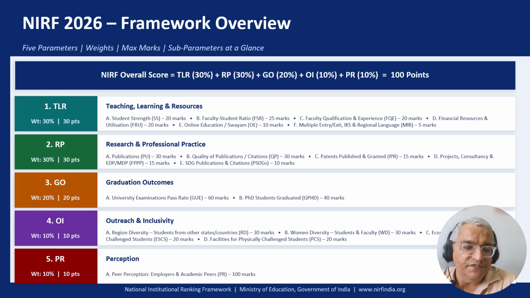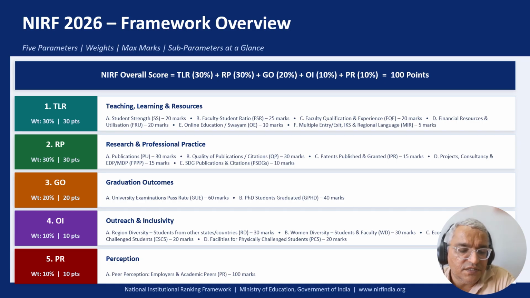Outreach and inclusivity talks about regional diversity, how many students are from the home state and outside country. So it carries 30 marks. Women diversity, percentage of female students should be more than 50%. Percentage of female faculty should be more than 20%. This carries 30 marks. Then economically and socially challenged students, do we give them any financial support?